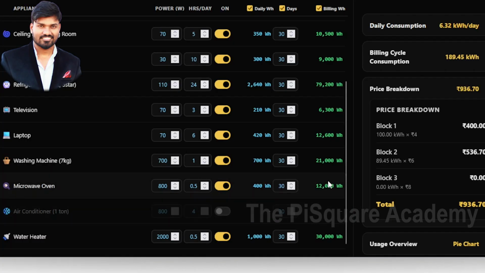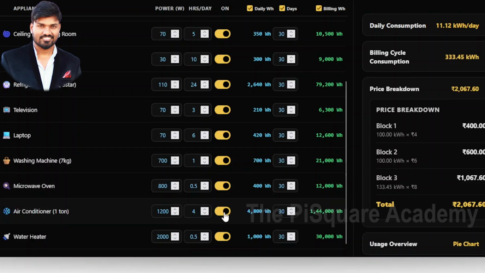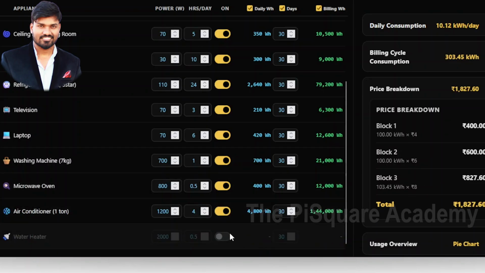So now look at this. The breakdown is, for the first block you are getting a price of 400 rupees, and for block 2 it's 536 rupees. Block 3, because the power rating is well within 200, there is no block 3 rate. Suppose if AC also turns on, and there is no water heater, I mean we're in summer season, then you are entering into block 3 as well, at the 8 rupees rate. So when you add all of these, you will get 1827 rupees. This can be the expected bill.